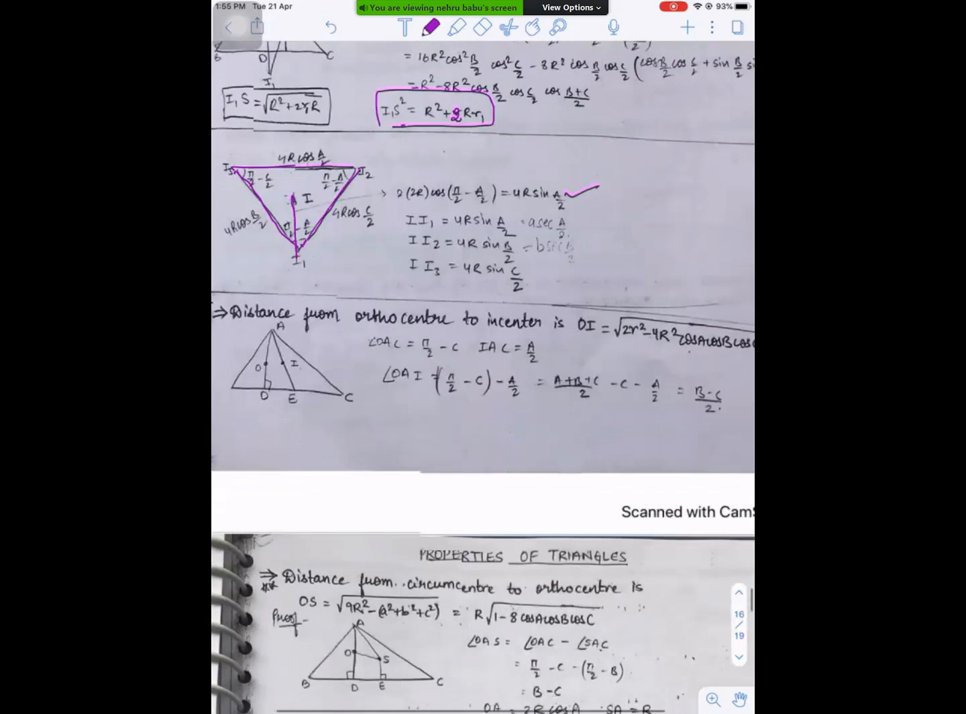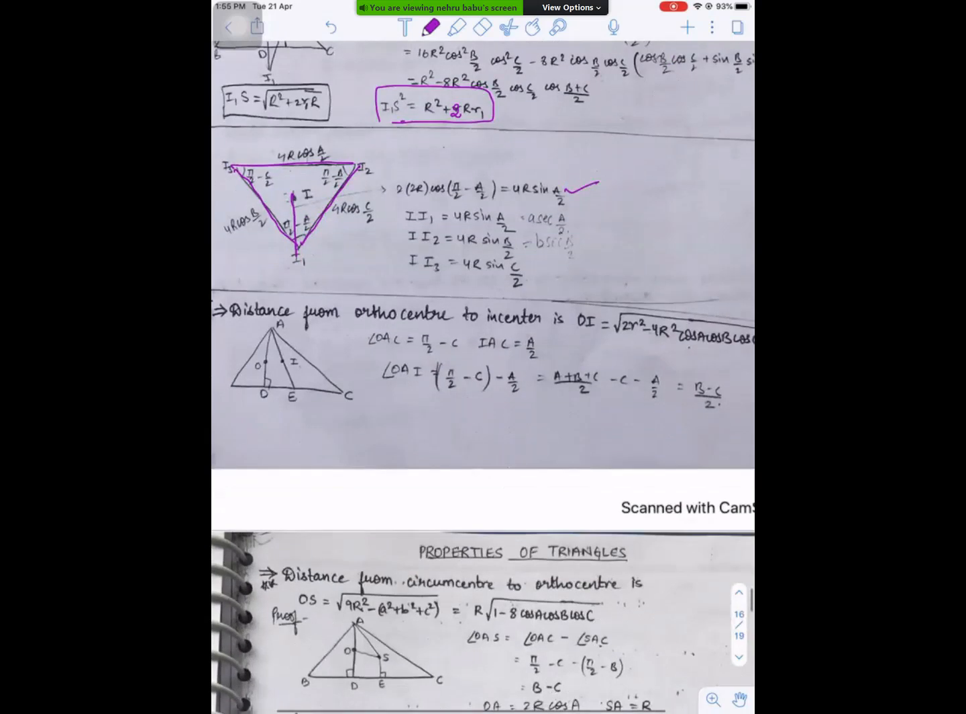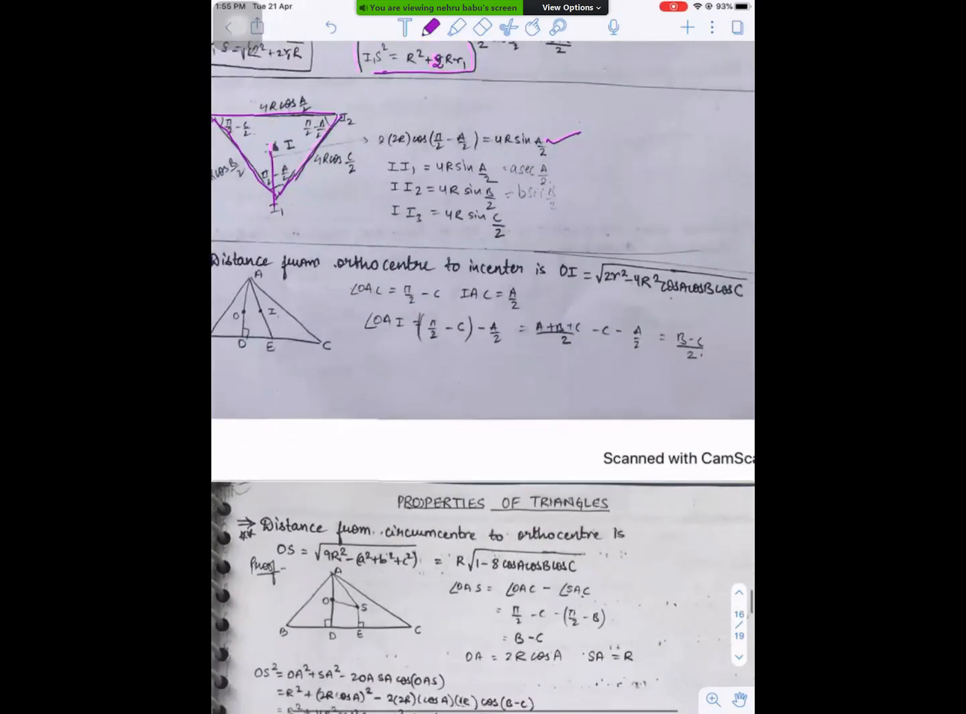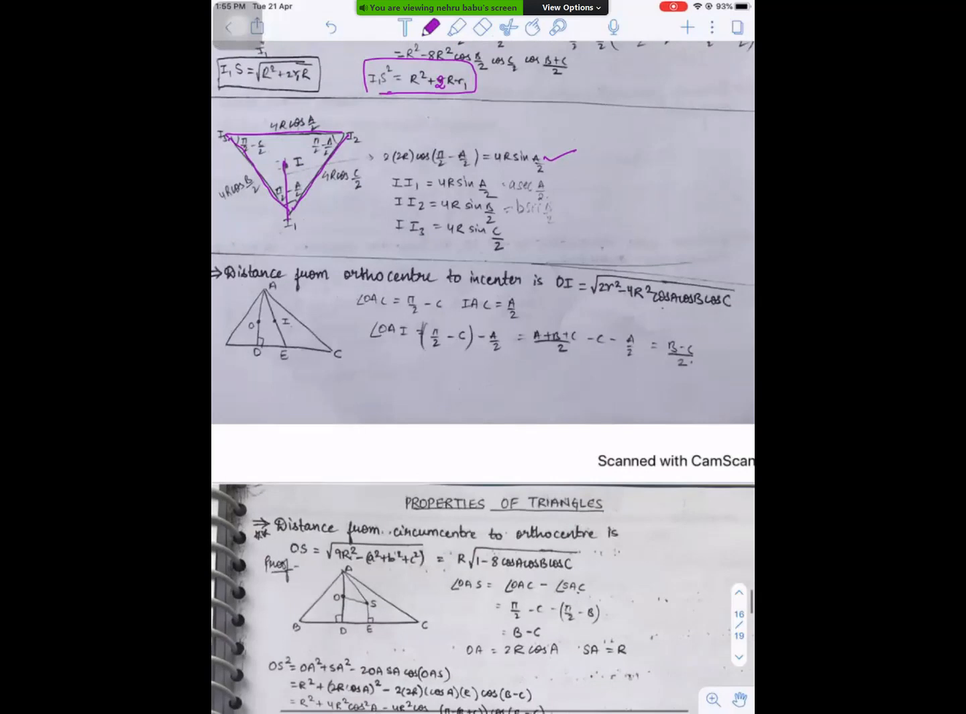And the distance from orthocenter to incenter. This OI square is equal to 2 small r square minus 4 capital R square cos A cos B cos C. Here the main important results are actually the distance from circumcenter to incenter and from circumcenter to orthocenter. These two results are very important.